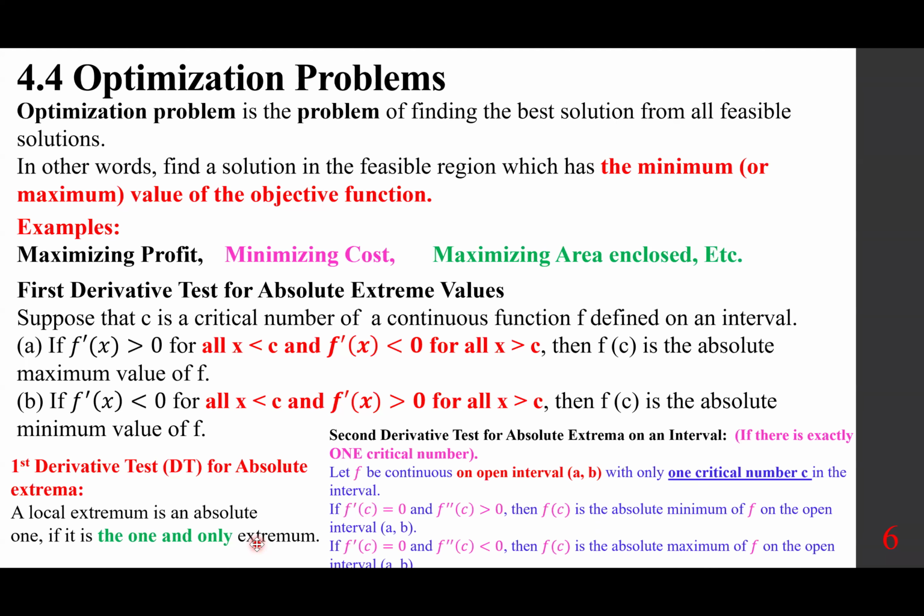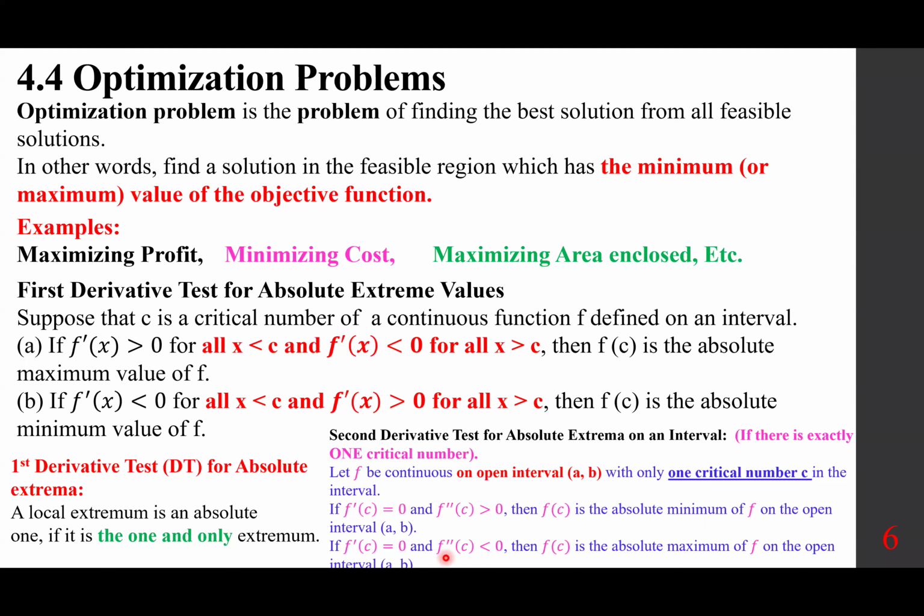So the second derivative test says the same thing. Second derivative test for absolute extrema on an interval. If there is exactly how many? One critical number. Let f be continuous on an open interval of a to b, with only one critical number in the interval. If f prime is 0 and f double prime is positive, then f of c is the absolute minimum of f on the open interval of a to b.